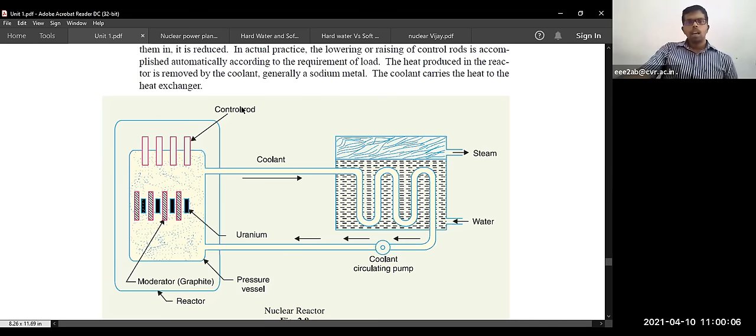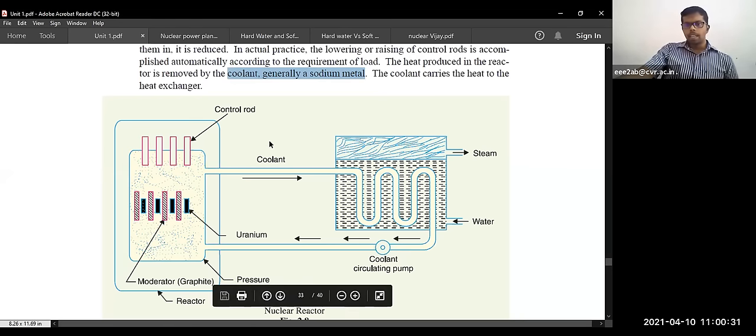So this is the control rod. Here, after bombarding, you will get an enormous amount of heat. That is being transferred by this coolant, that is sodium metal. Generally, sodium metal will be used as a coolant that is being passed into this tube. We have seen some videos regarding this. So these tubes will be there, and in these tubes, this coolant will be passed.